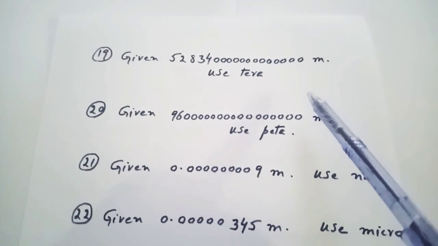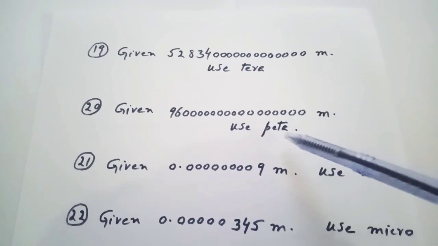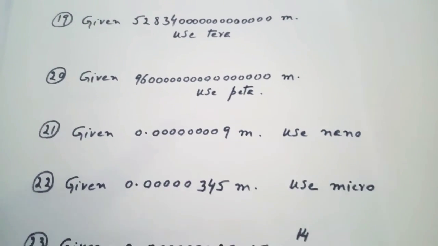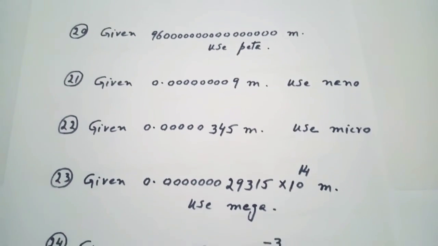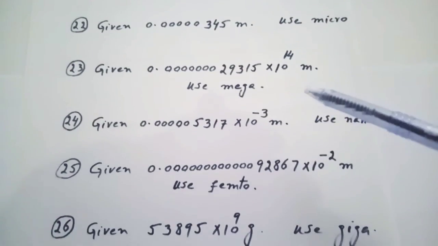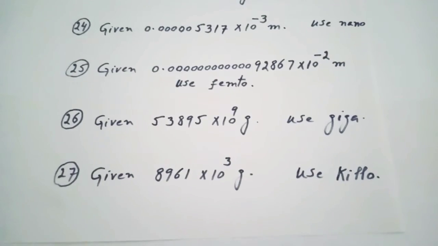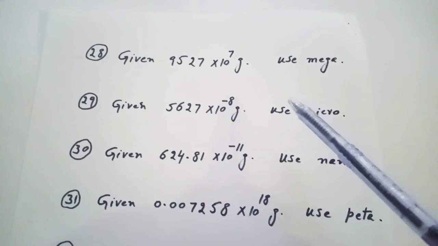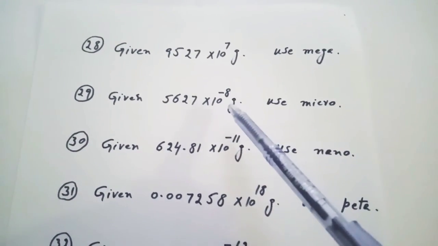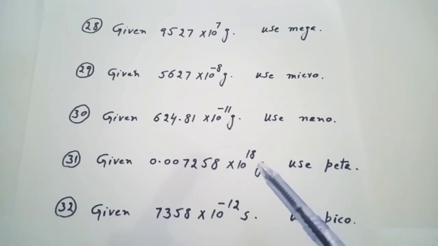Also, these are the questions. You use tera. In this measurement, you use peta. Here in this measurement, use nano. All these questions, you answer these questions. Also, these are the questions. Here in this measurement, you use mega as the prefix. In this measurement, you use micro as the prefix. So, answer all these questions.